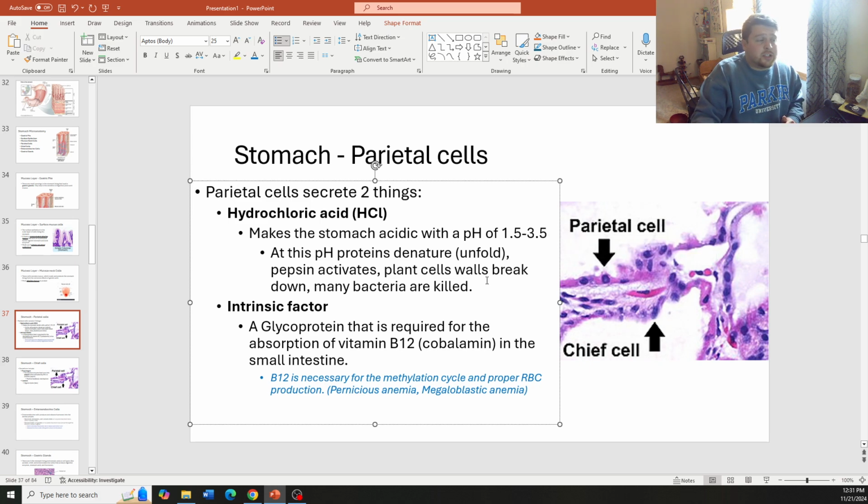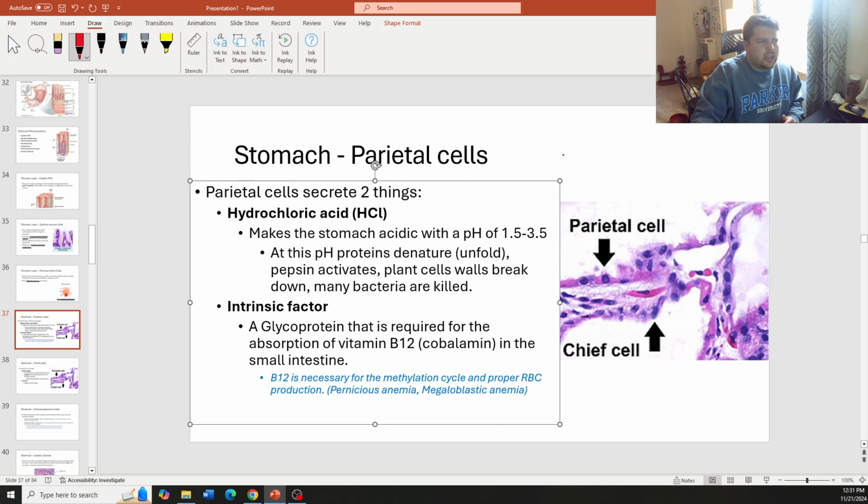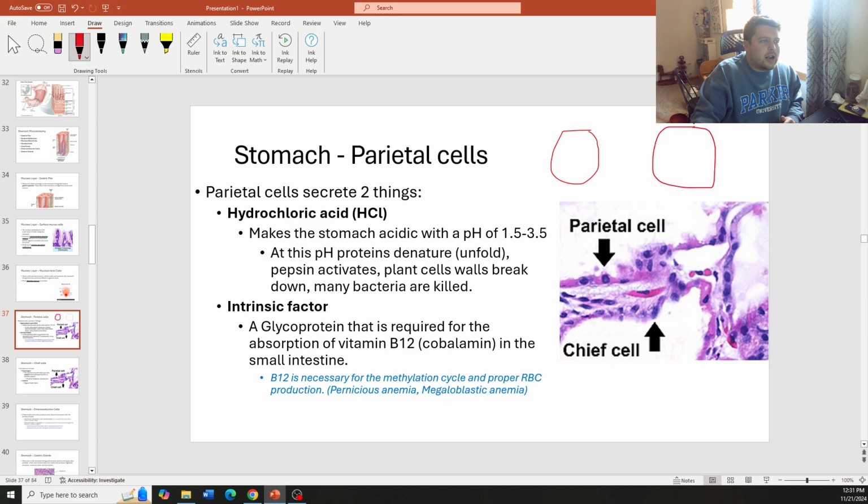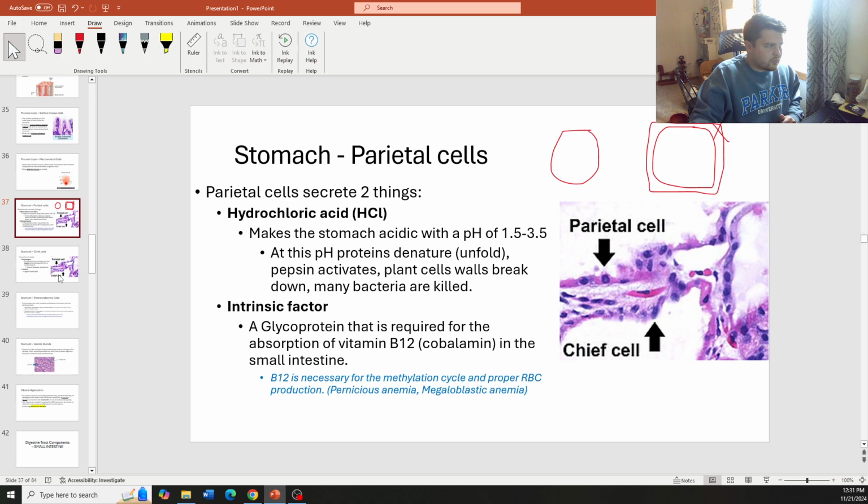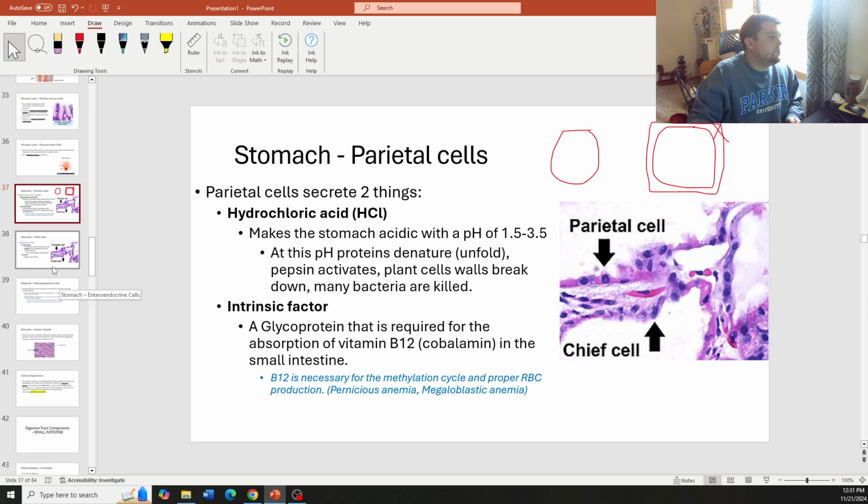We also have breakdown of plant cell walls. So if we eat our vegetables, and remember plants are a little bit different, where instead of just like in eukaryotic cells like we are, we have a phospholipid bilayer, plant cells are a little bit more square, and they actually have a secondary coating called a cell wall. So our stomach acid can break that all down for us, as well as it kills a lot of the bacteria that we don't want in our bodies that may or may not be on our food.